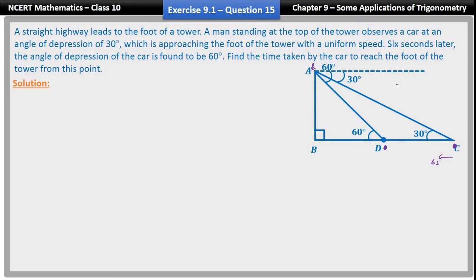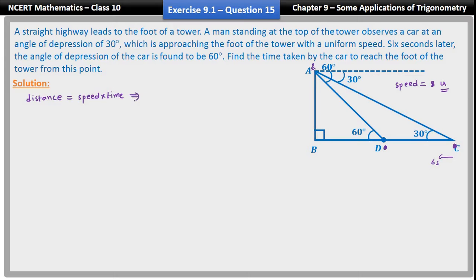Now, let's assume the speed of the car is equal to some s, or let's take it to be u. Okay, let the speed be u. So, you know that distance is equal to speed into time, right? Because speed is equal to distance by time, distance is equal to speed into time. This is the basic formula.